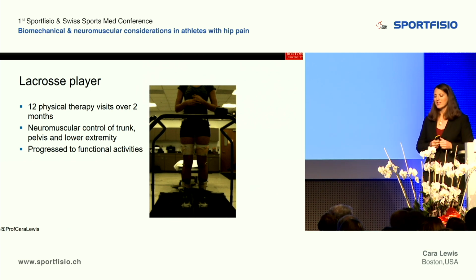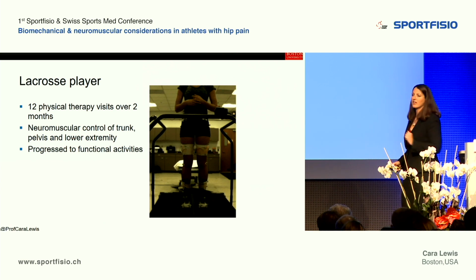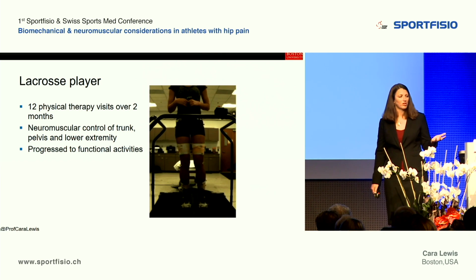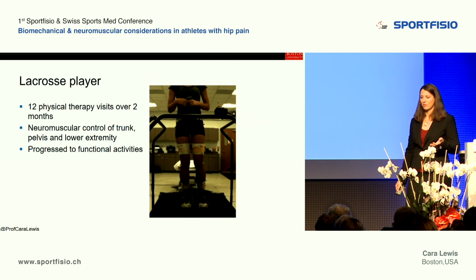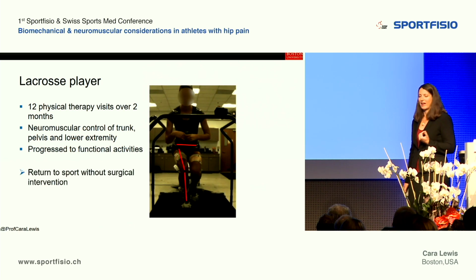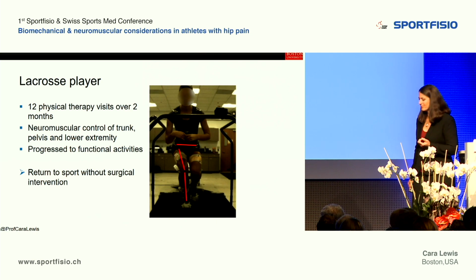12 physical therapy visits over 2 months, focusing on neuromuscular control of the trunk, the pelvis, and the lower extremity, and then progressed her back to functional activities. So here's her single leg squat after physical therapy. Hopefully you'll agree that the control on that is improved, and her pelvis is much more level at that end point. So she's changed that movement in order to accommodate the structure that she has.